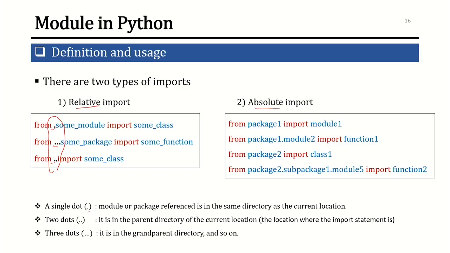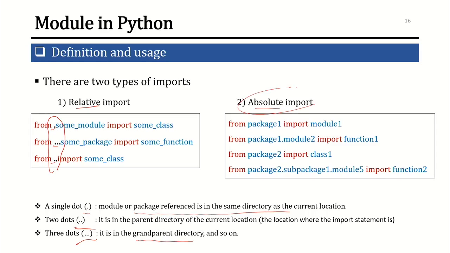If you use a single dot, you refer to a package which is in the same directory as your current location file. And with 2 dots, you can import it because it is in the parent directory of your current location, right? But if you use 3 dots, it means the parent of the parent directory, respectively. So from this, you can relatively use your package, your module.